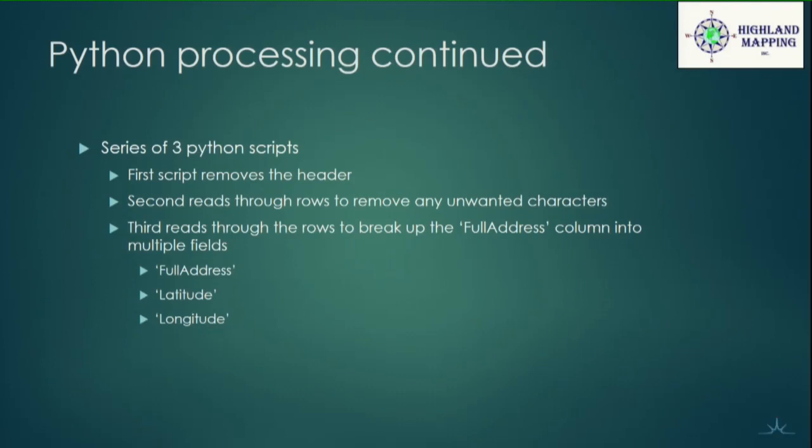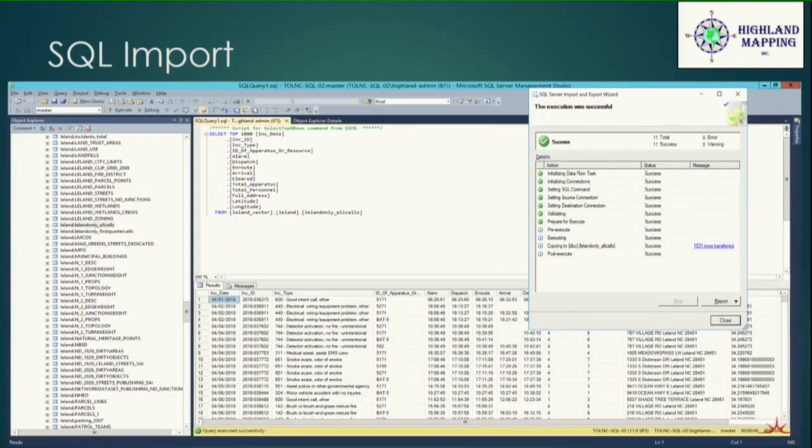So to recap what we do in Python to process the data, we wound up with a series of 3 scripts. The first one removes the header and the field names because they weren't very useful. The second one has the find and replace that removes any of those unwanted characters. And the third one breaks apart that full address field into its individual components, and then writes everything out to a new CSV where each individual column is a unique data point. So then we have a clean CSV that we can import into SQL, and everything works the way we want it to. So that's what I've done here.